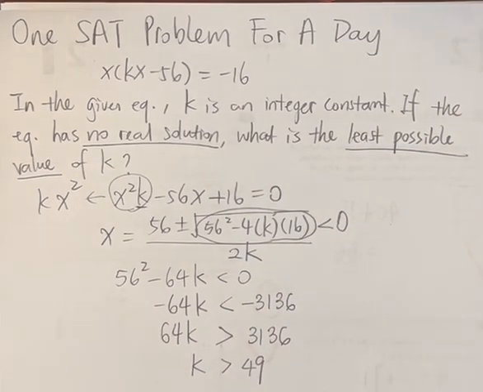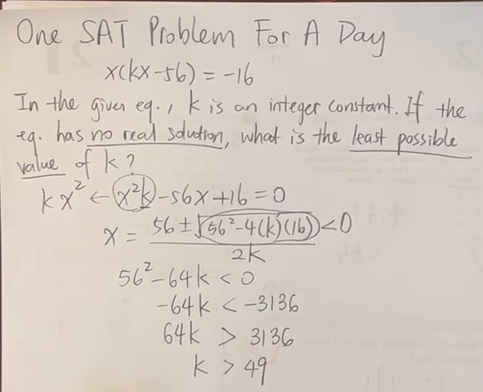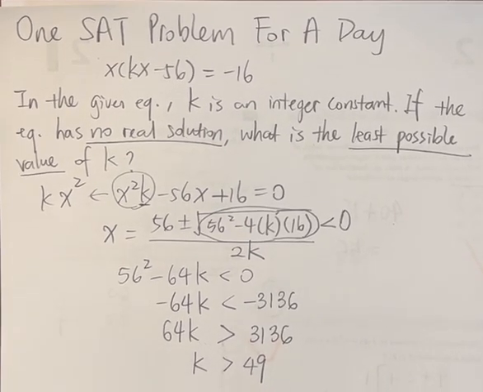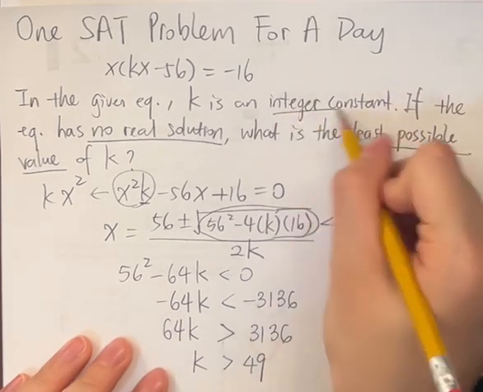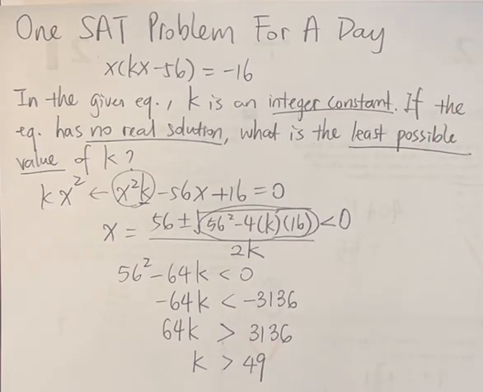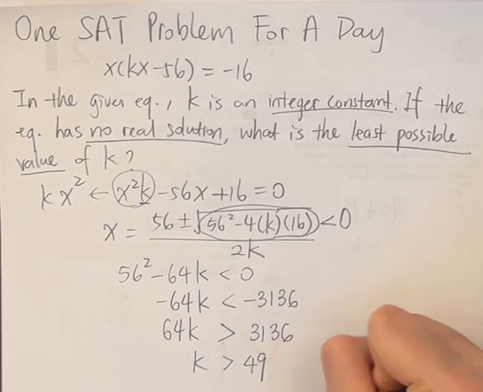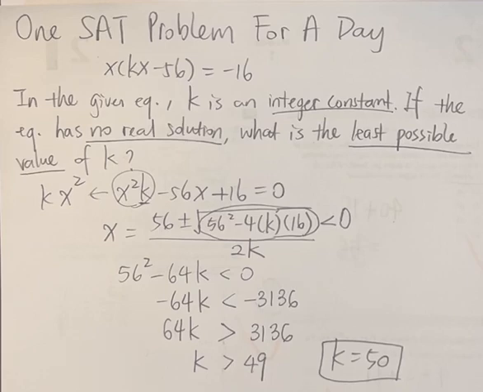At this point, you've already got 99% of this question done. The final step, which is also a very important step, is considering the possible value of k. K is an integer constant, remember. So the next number greater than 49, what will that be? Well, it will be 50, obviously. So k will be 50 in this case, and this is our final answer for this question.